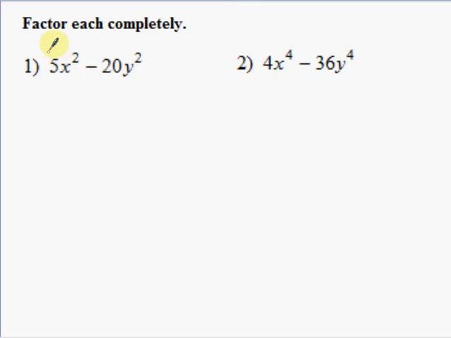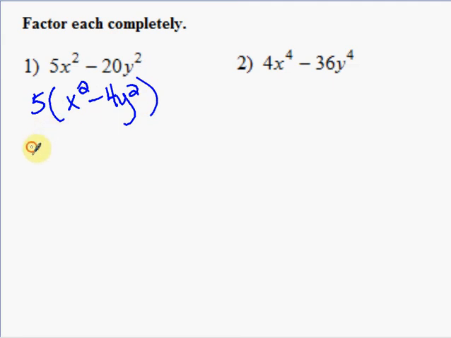Now, if you look at this term, it's not a perfect square, neither is this one, but it's because there's probably a GCF here. So I always look for a GCF. By now you should know that. And I see that I do have a GCF, which is 5. So I'm going to factor that out. And I'm left with x squared minus 4y squared.